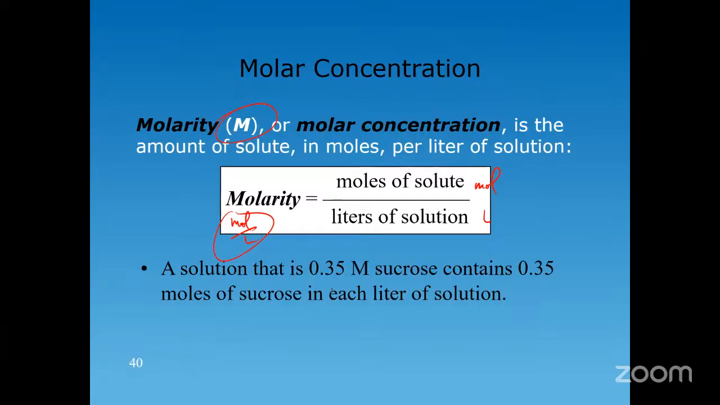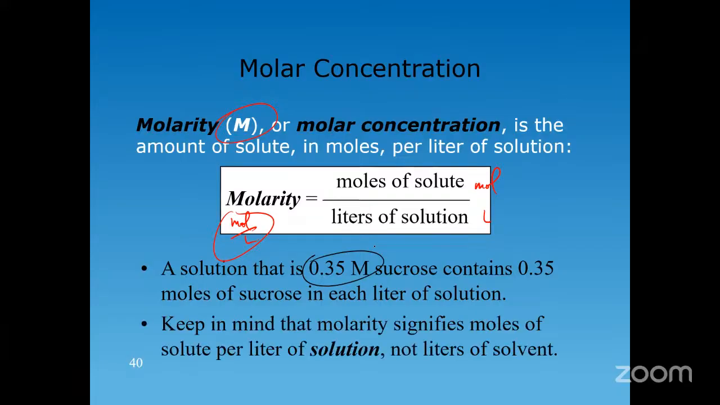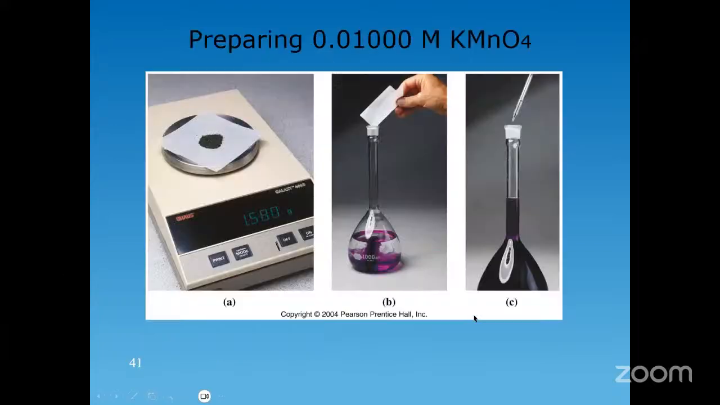So for example, if you see something like this, 0.35 M, right? To express the molarity of a solution, you should understand what that means. That means that for every liter of that solution, the amount of moles of solute is 0.35 moles, all right? And remember, and this is very important, down here is the liters of solution, not liters of solvent, right? Okay, so let's see what happens next.